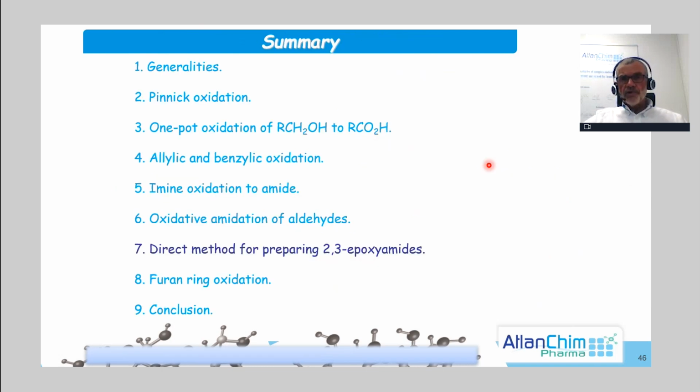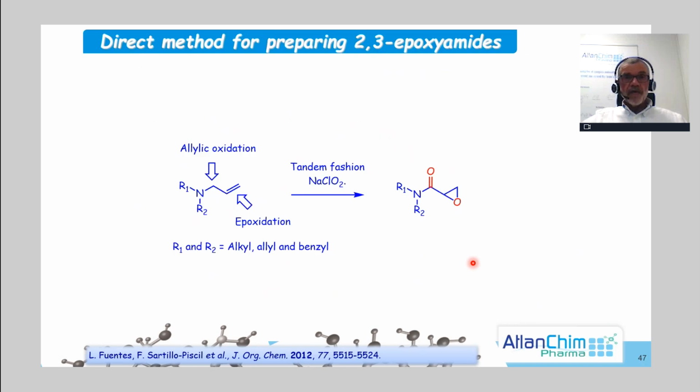Another application for sodium chlorite is a direct preparation of 2,3-epoxy amides. In 2012, these authors published an original and direct method to prepare 2,3-epoxy amides from tertiary allylamines using sodium chlorite via a tandem CH allylic oxidation, double bond epoxidation.